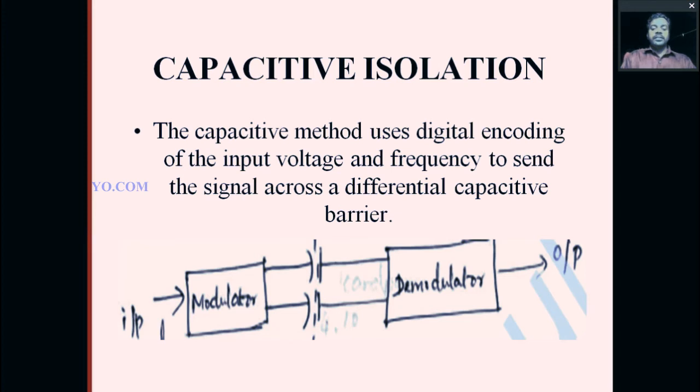Before seeing capacitive isolation, what is a capacitor? As an electronics and communication student, you know well about the capacitor. A capacitor means parallel plates along with some insulation layer. So this is one side and this is another side. In between the two sides you have some insulation. This hand is one terminal, this hand is another terminal. So we can transfer from this side to this side in the form of some electric field.